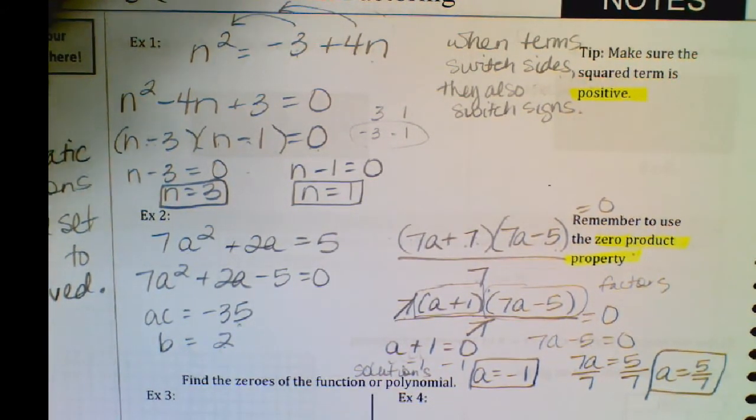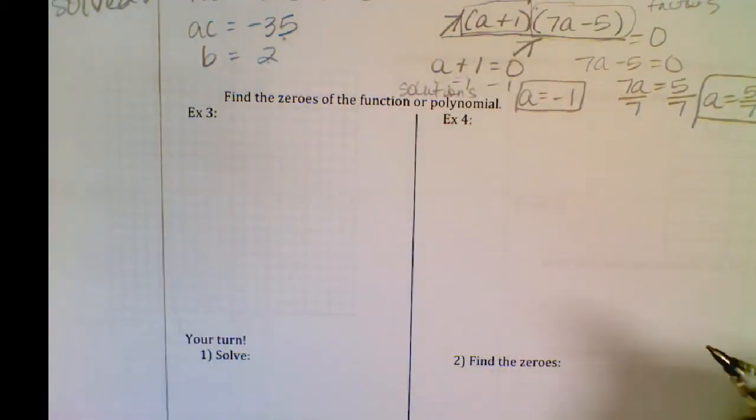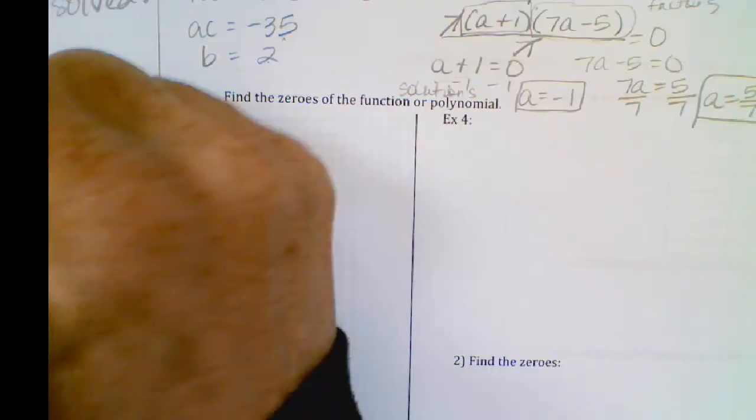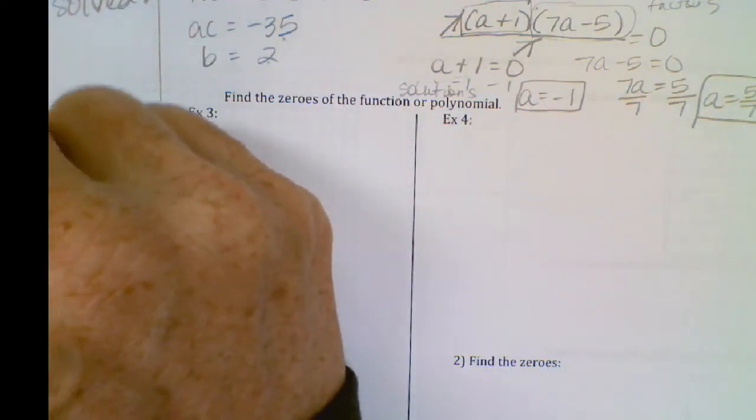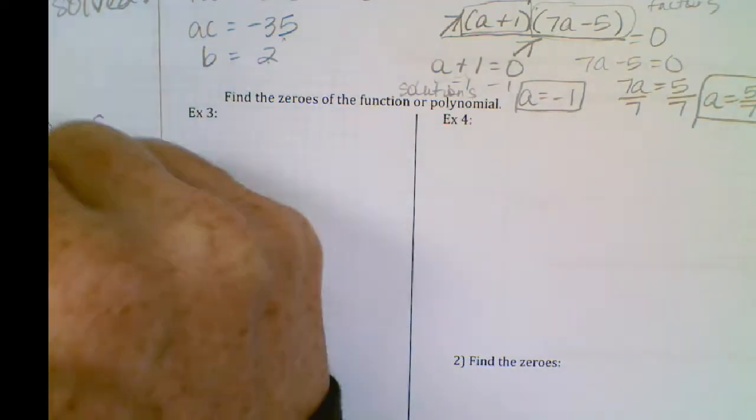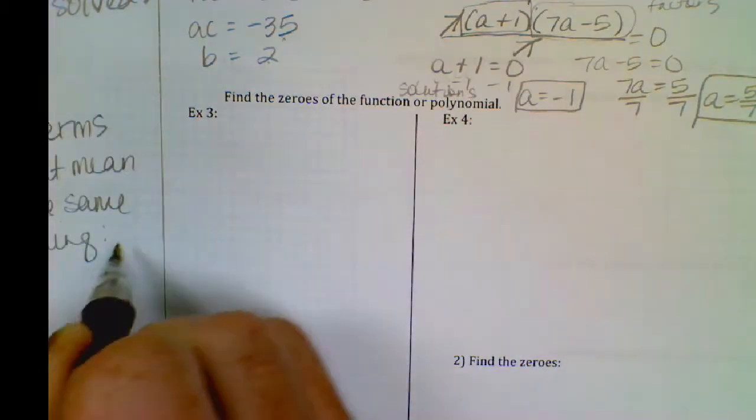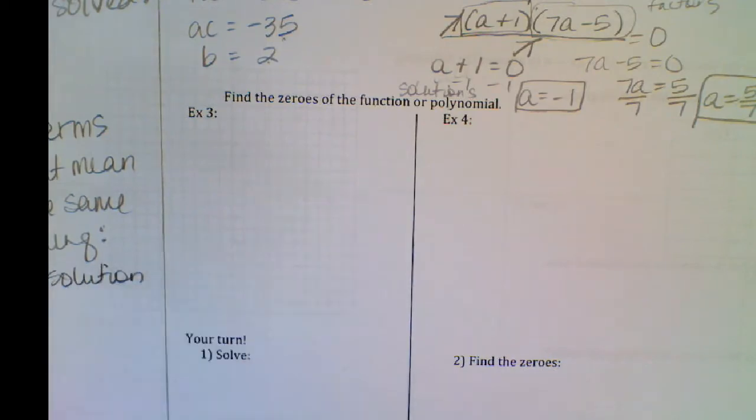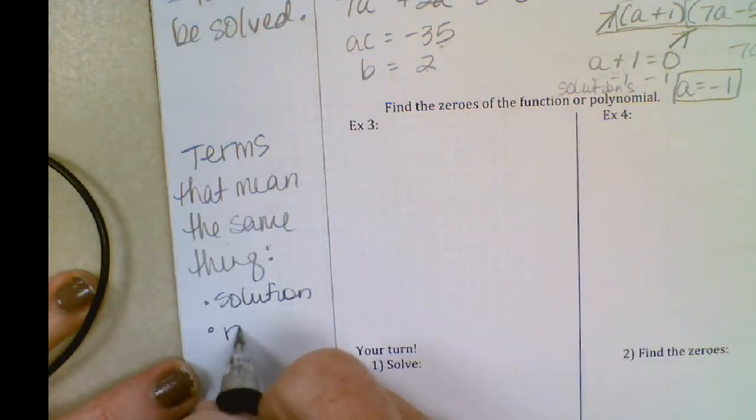Okay, all right. So I'm going to throw a couple of other things at you that you've seen before, and it'll start all coming together as to why we'd want to use these. So find the zeros of each function or polynomial. These are terms that are interchangeable, that mean the same thing. So one is a solution. We also can call those solutions a root.